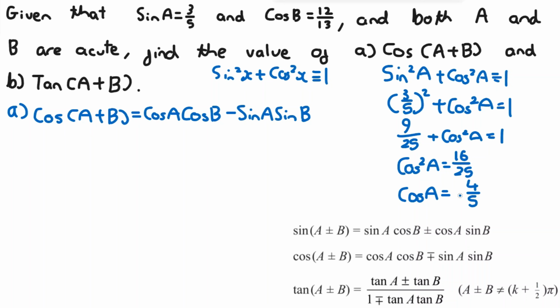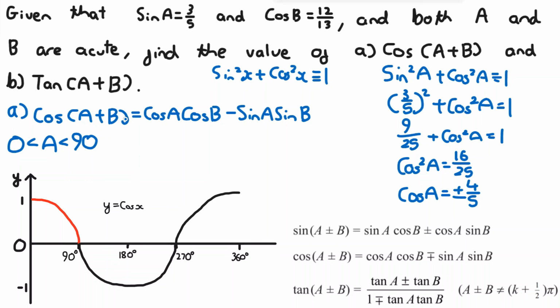Now, this could be the positive or negative square root, as we're square rooting something here, so it could be plus or minus. But we know that it's going to be the positive square root because the question tells us that A is acute. If it's acute, that means it's between 0 and 90, and on the cos graph, between 0 and 90, all of the values are positive. So it has to be the positive square root. It can't be a negative value. So therefore, cos A is equal to 4 over 5.